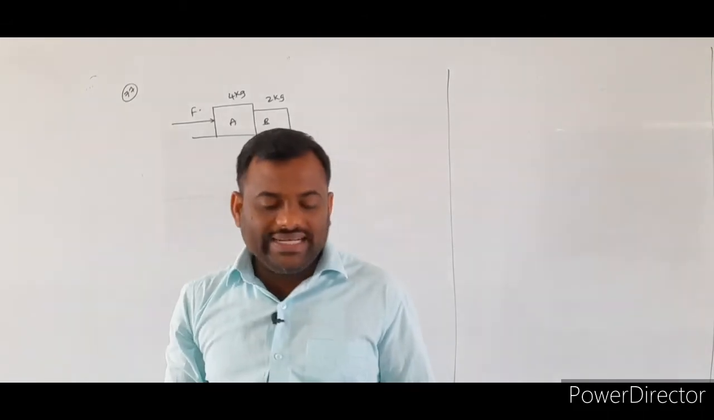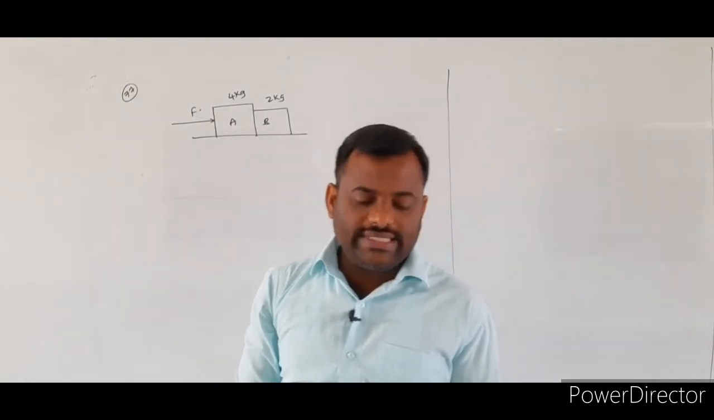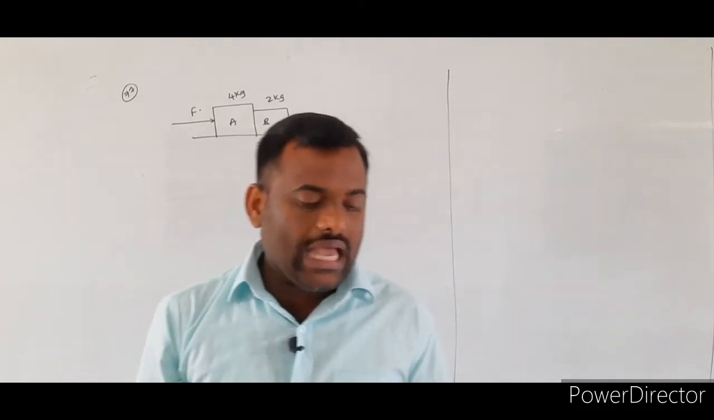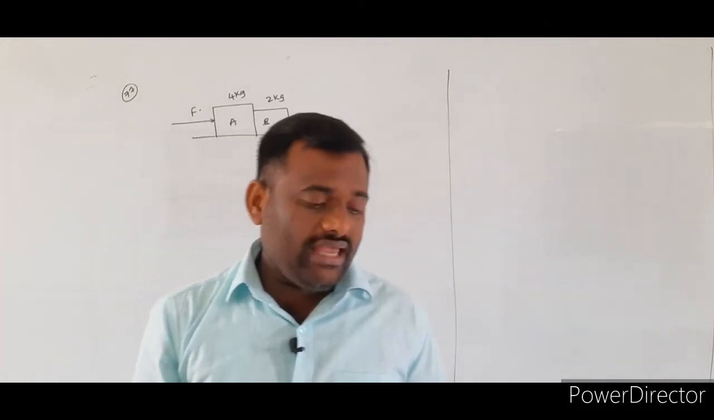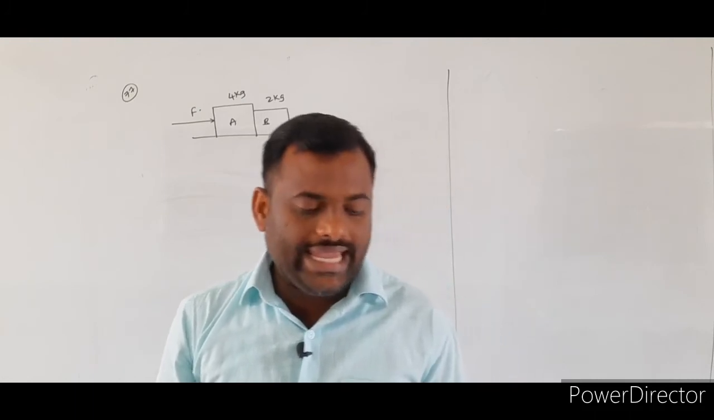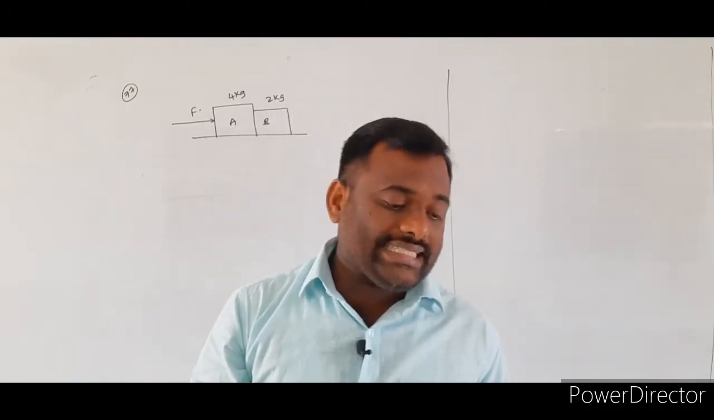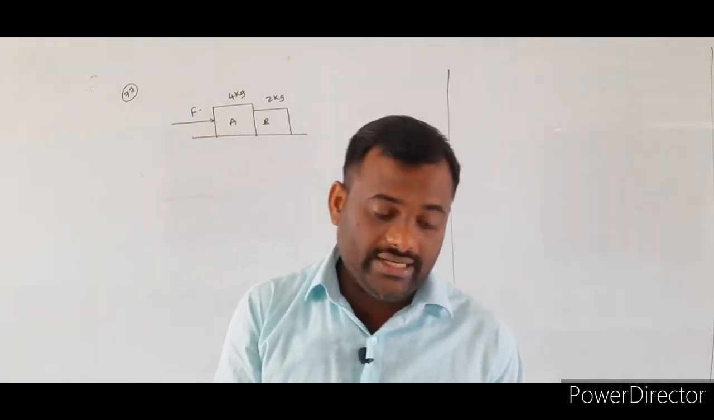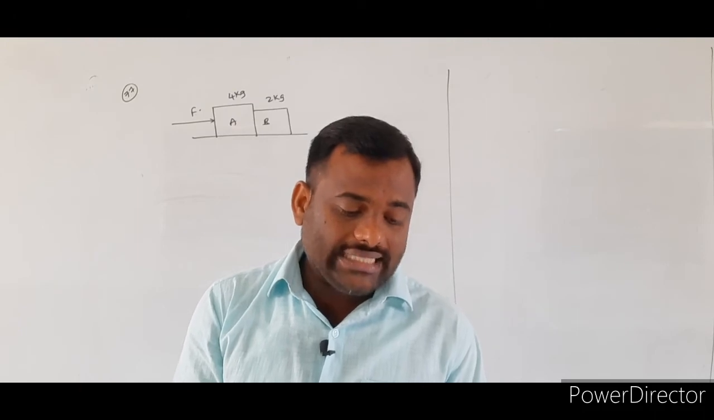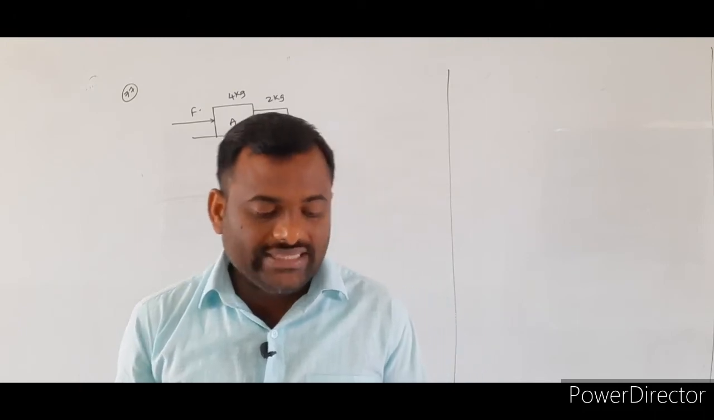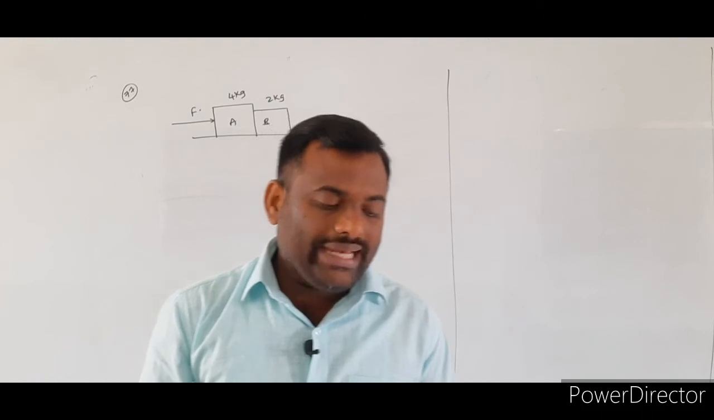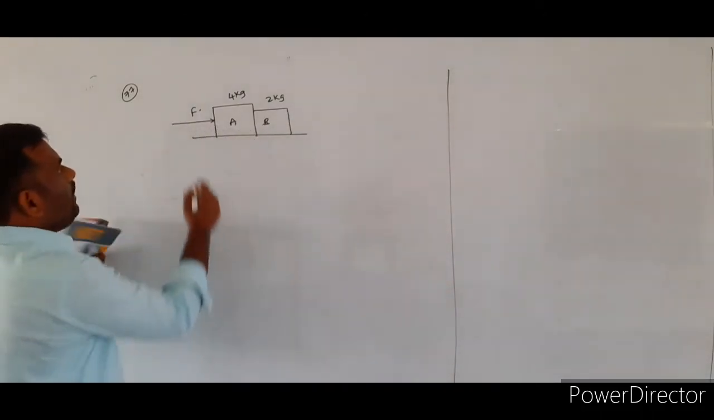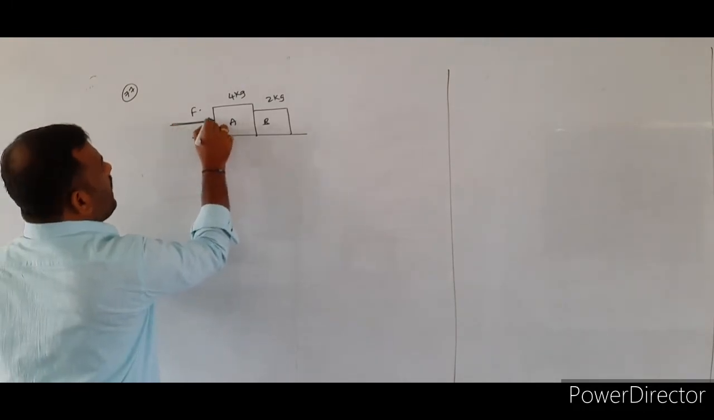Next, problem number 77. It is the contact force concept. A horizontal force of capital F will be pushing the 4 kg block capital A, which pushes against a 2 kg block as shown in the figure. And the blocks have an acceleration of 3 meter per second square towards the right side. So here we are applying some external force of capital F.